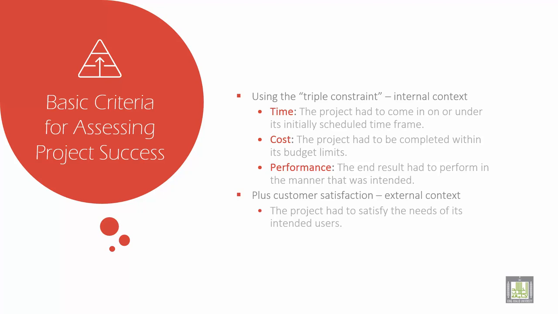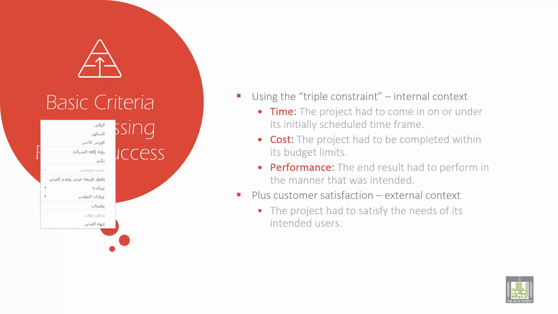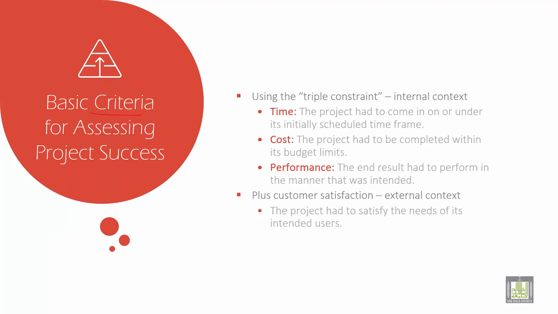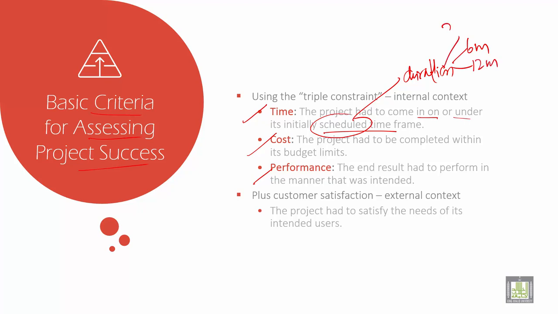Then we have three main constraints. Basic constraints means the limit for assessing the project's success. We should have time, cost, performance. Time means the very important thing is the project has to come in on and under the initially scheduled frame. Scheduled frame means duration. You're planning the time, whether 6 months or 12 months, or 3 months. Based on the duration, it should be within the time frame.